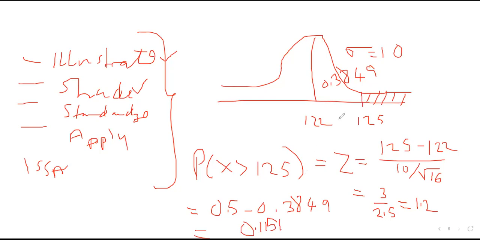So if they told you the probability that it's less than 125, we would have just shaded this other side, and the answer would have been added to 0.5, because this is the 0.3849 and this is an obvious 50%. So we would have added 0.3849 plus 0.5. So we get the final answer as 0.8849.